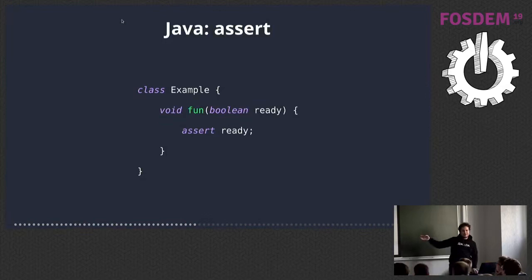Simple, right? What should happen if we start this and pass true? Everything should be OK. If we pass false, what should happen? You shouldn't use assert at all. OK, we shouldn't use it at all. Good point. But OK, let's have a look.